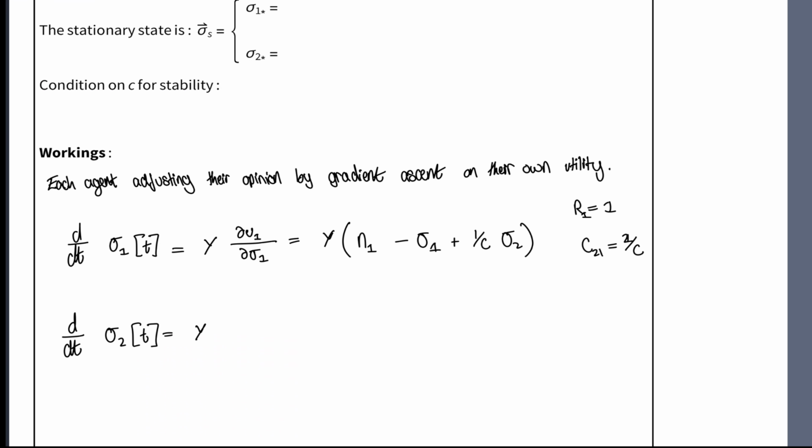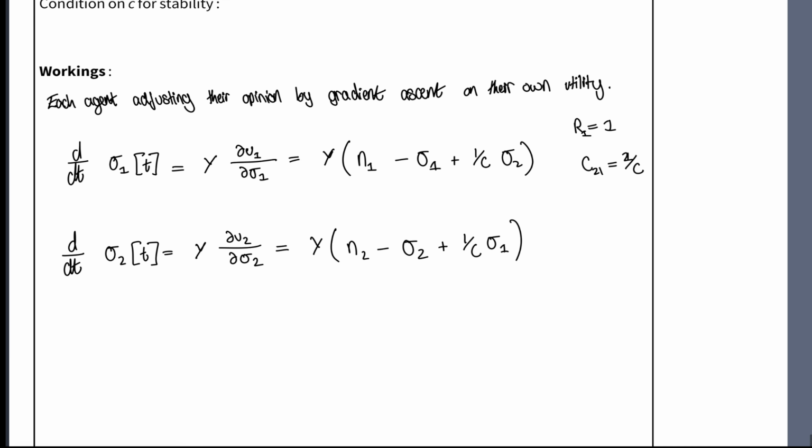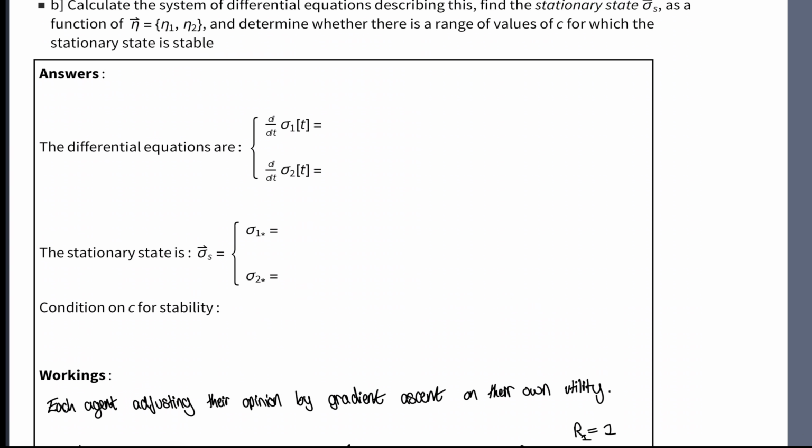So the same learning rate, but this time we have the utility function for agent 2, which is partially differentiated with respect to sigma 2. And so we get gamma times eta 2 minus sigma 2 plus 1 over c sigma 1. Again, that's just me substituting in the values that were given above. Cool, so now we have this, and we need to work out the stationary state.